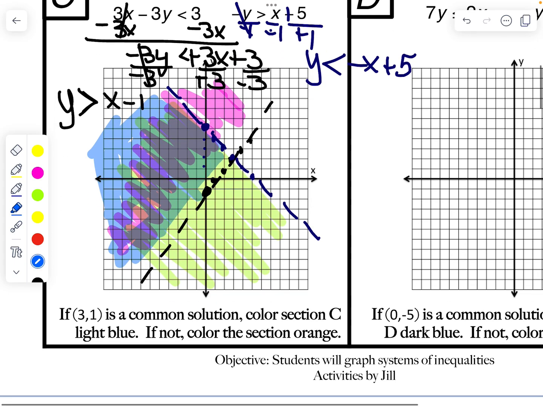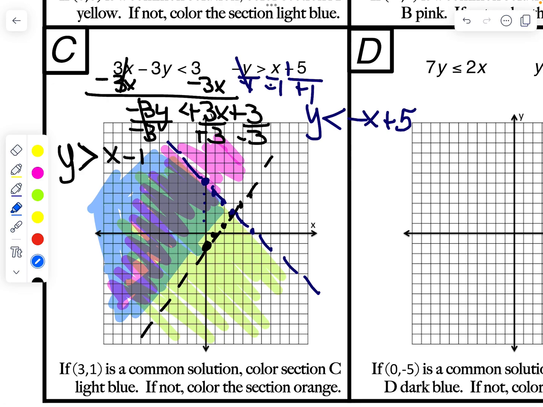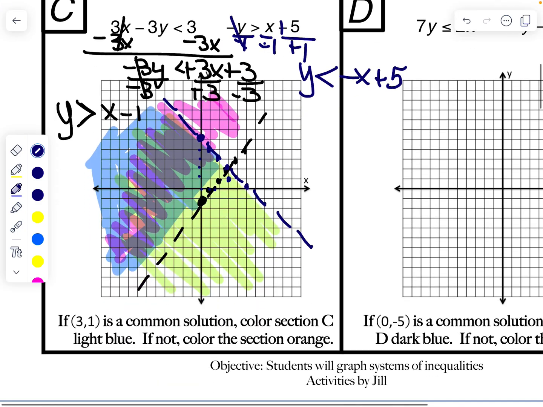So is 3, 1 a common solution? 3, 1 is not in the blue shaded area where the shading overlaps, so that would be a no also.